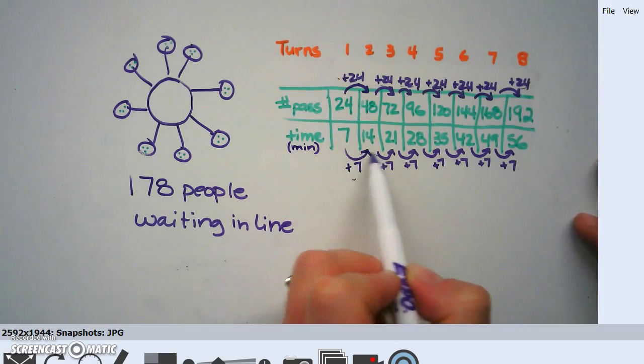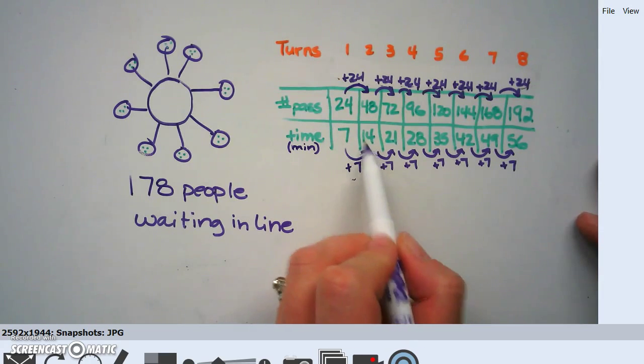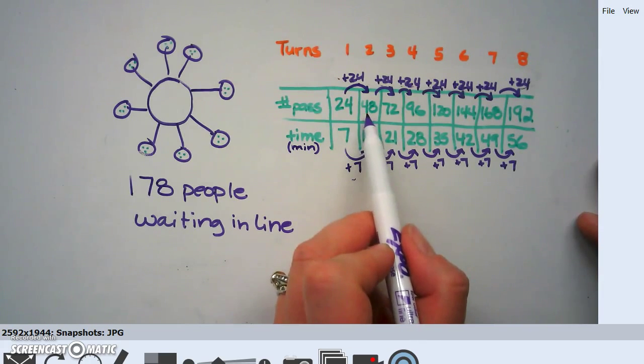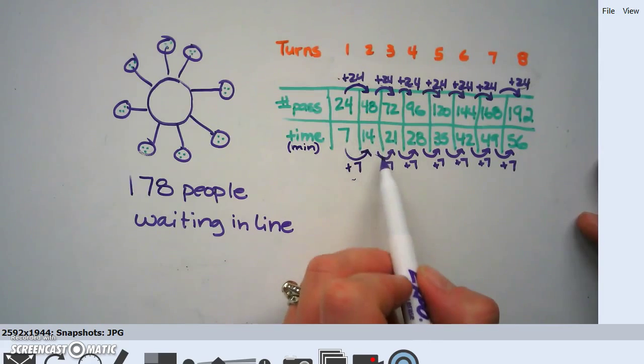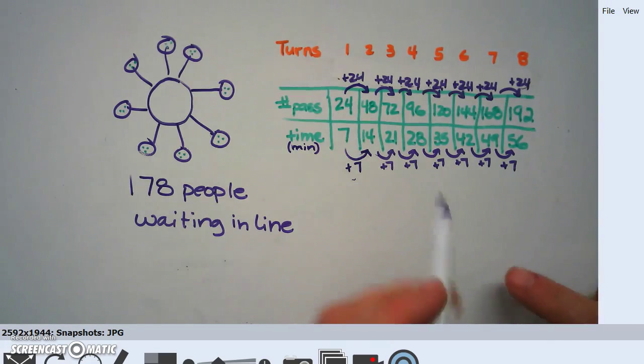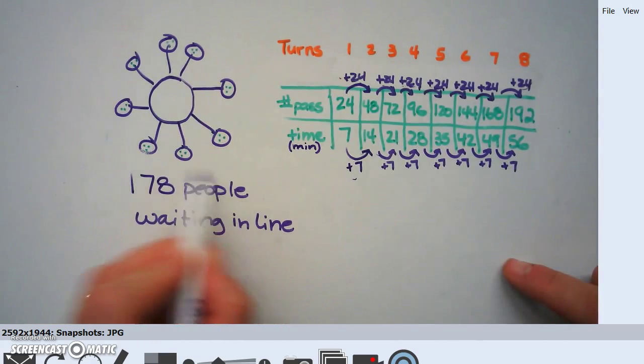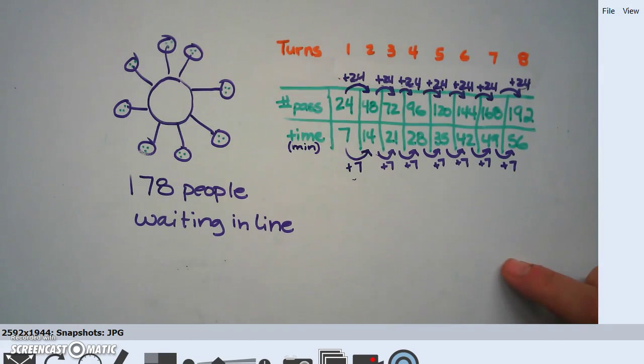So this ratio table here shows that after the 2nd turn, 14 minutes will have passed, but 48 people will have gone. So as you can see, yes, all 178 people will get on the ride.